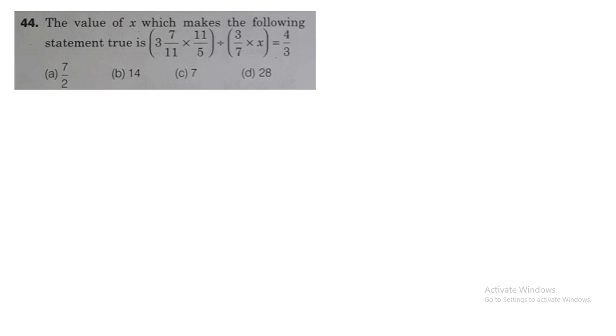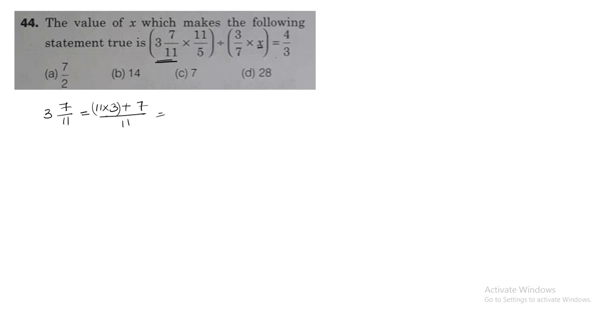The value of x which makes the following statement true is... So it is asking what the value of x should be so that this value is equal to 4 by 3. Now let us see this. Whenever you are having a mixed fraction, what should we do? First of all we need to convert that mixed fraction into an improper fraction. So what is given? 3 7 by 11. So how can I write this 3 7 by 11? 11 into 3 plus 7 whole divided by 11.